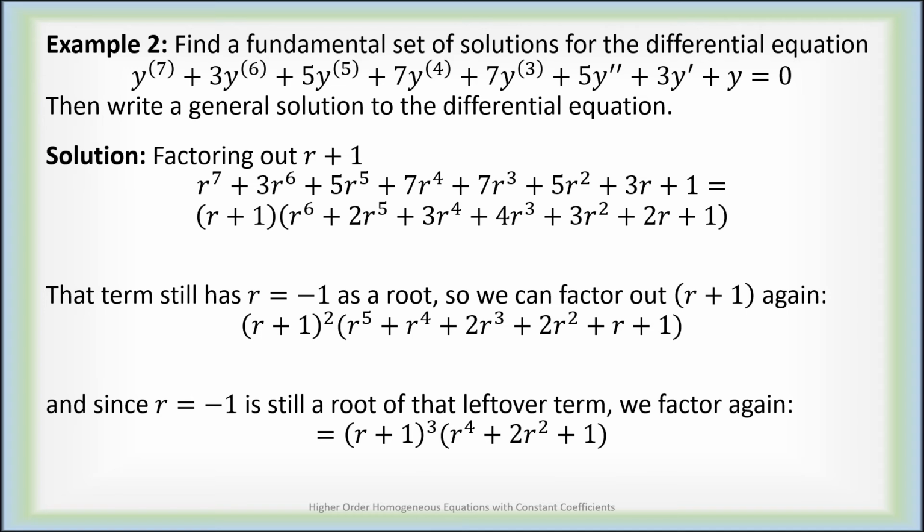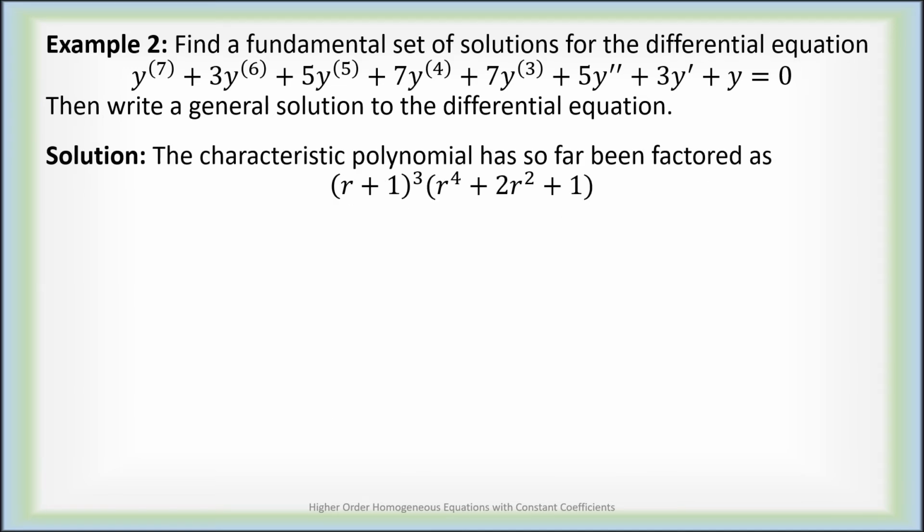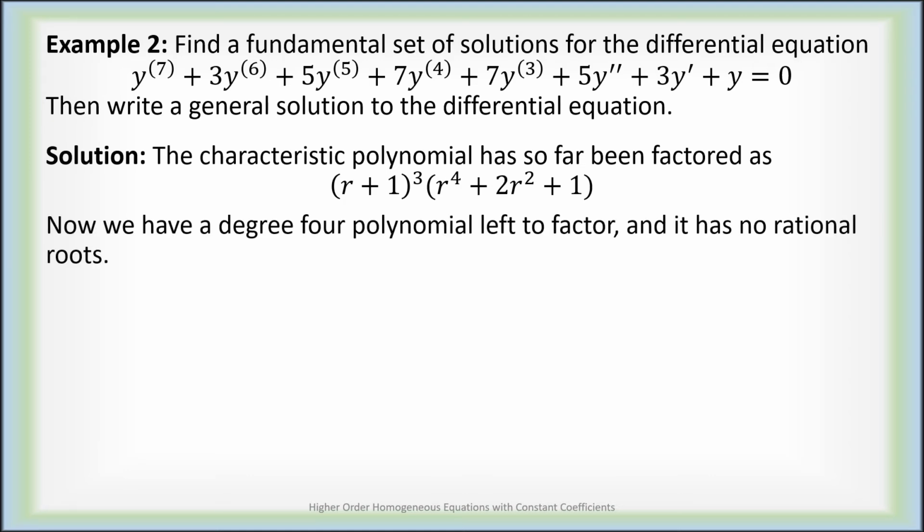Now this quartic on the right does not have any rational roots. The only rational roots that were possible were plus or minus 1, and neither of them are roots of that. So we factored the characteristic polynomial as r plus 1 cubed times r to the 4th plus 2r squared plus 1. And that quartic has no rational roots.